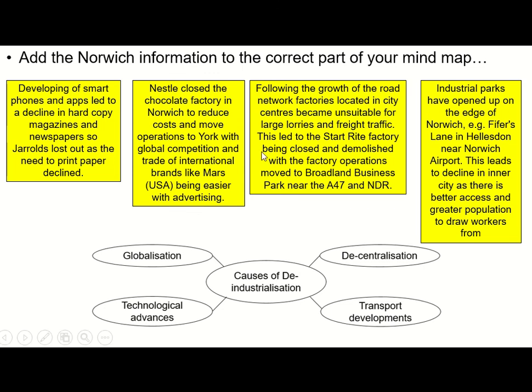Okay, so looking at these yellow sections, each one of these represents an example of globalization, decentralization, technological advances and transport developments for Norwich specifically. So pay attention to some of these things because you should know some of these, and some of these you might not know, but you will by the end of this session. So pause the screen, try and match these up correctly, and then when you're ready, unpause the screen and I'll go over the answers for you.